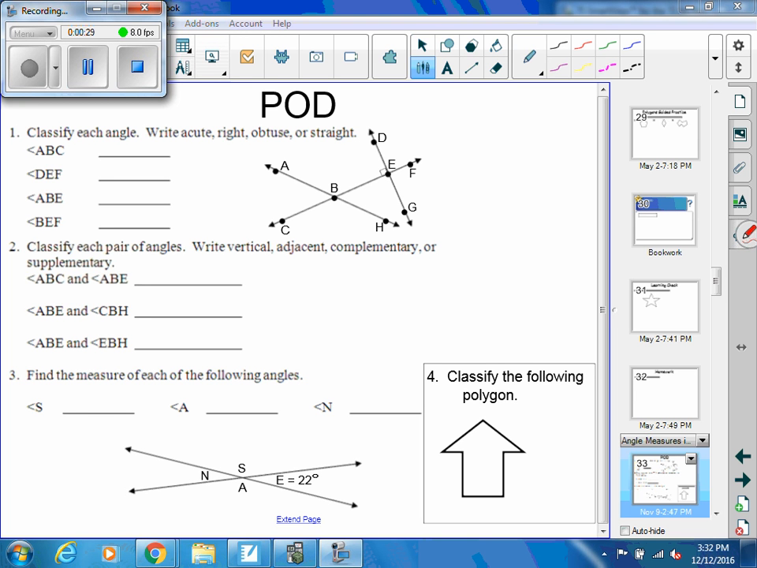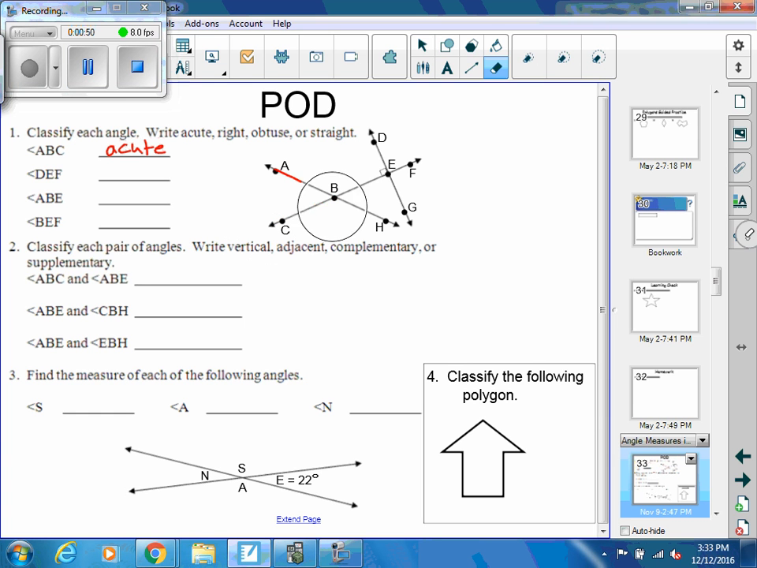So the first one here, we have to classify each of these angles as acute, right, obtuse, or straight. So ABC, if we trace that one out, I can see that that is an acute angle. Okay, let's take a look at the next one here. So DEF, if we trace out DEF right here, well, I see that we've got the right angle box on that side, so that means DEF is also a right angle.